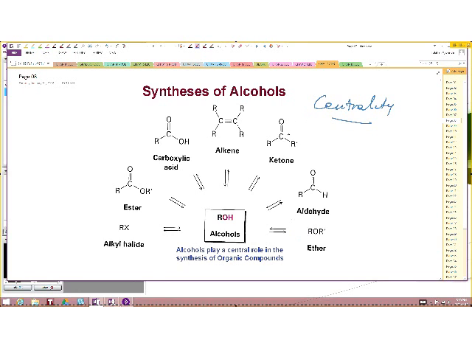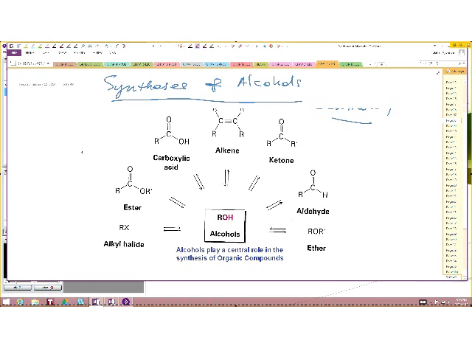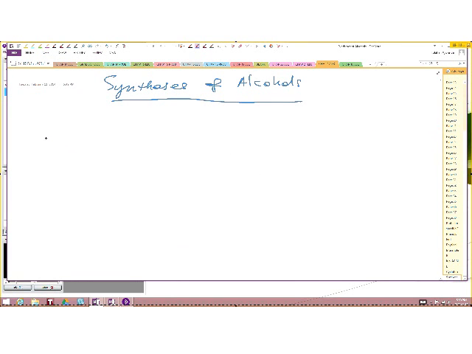Go from, for example, a ketone to an alcohol. Okay, so let us go back. Synthesis of alcohol. So we are going to start with, I'll say, from alkene.